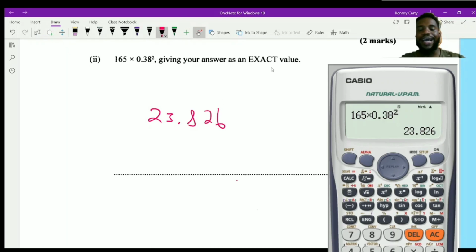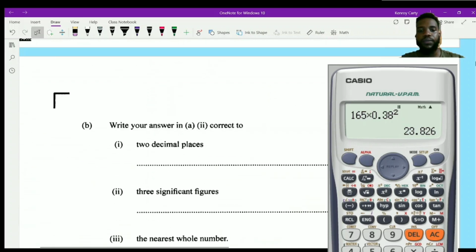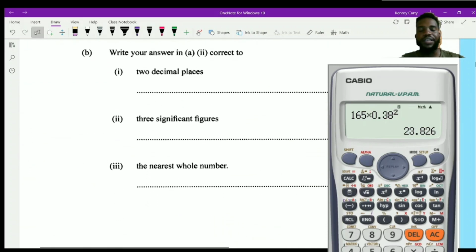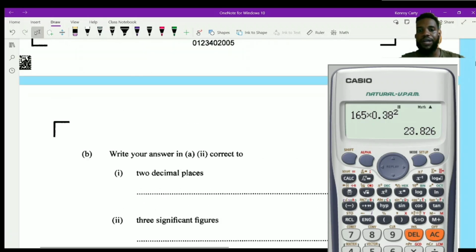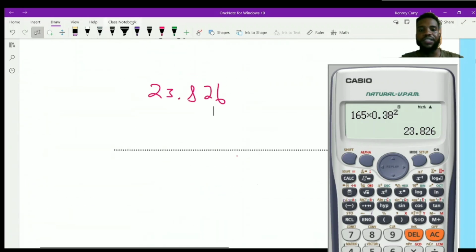23.826 as an exact value. That's what they ask you for, right? Now with that said, we can take our time and scroll down. It says, what is your answer in part A2 to 2 decimal places? Let's go back up. 2 decimal places means 2 places after the point. Now here's a point, and you want 2 places after.